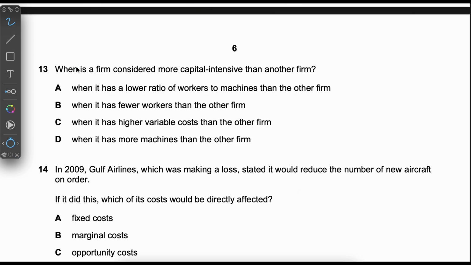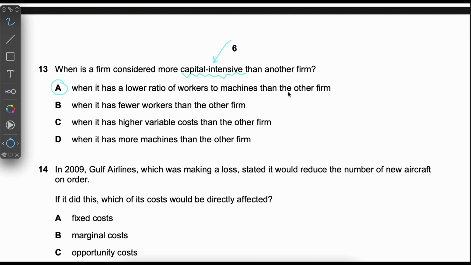Okay, 13. When is a firm considered more capital intensive than another firm? Okay, capital intensive means that their ratio of machines to workers is high. That means they have a lot of machines compared to the amount of workers that they have. Okay, so we can straight away go to answer A. When it has a lower ratio of workers to machines than the other firm. Correct. That means the same as when it has a higher ratio of machines to workers than the other firm.